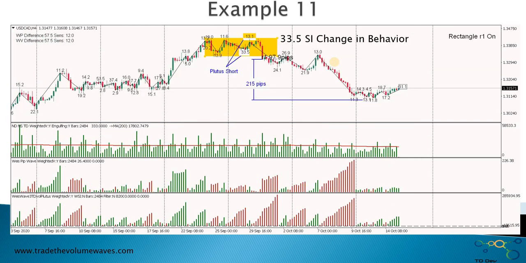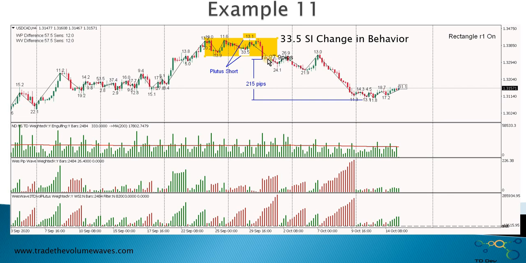Example 11. We're going up. We hit something, probably on the left, and we start ranging again. That 33.5 is a change in behavior. Why? There is nothing like that on the down moves here at all. So this is their first push, okay? That's the first push down.